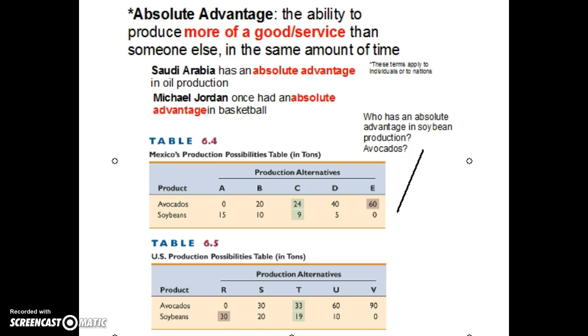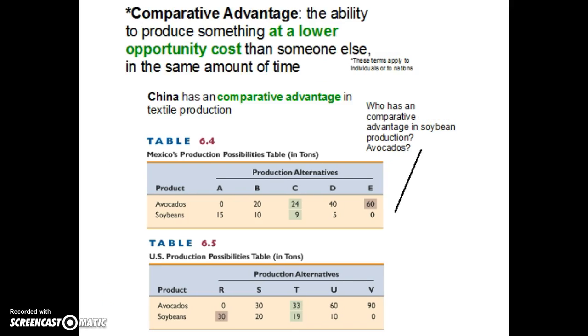What we want to know for trade is what's called a comparative advantage. And comparative advantage is different because it's the ability to produce something at a lower opportunity cost than a competitor or a different country. So if you look at these tables, same information, now what we need to do is calculate opportunity cost. And we don't really know how to do opportunity cost overall for Mexico or the U.S. because we're used to calculating it as we move between points.